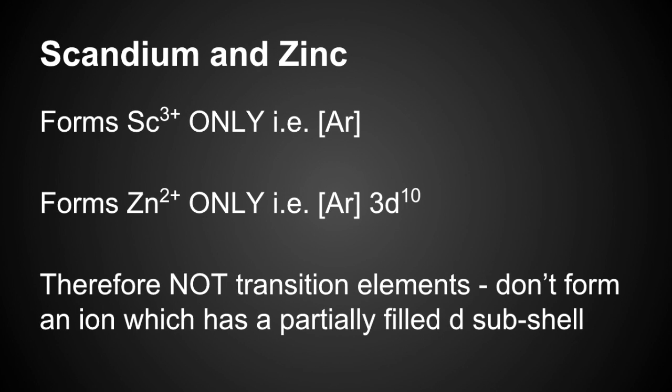A little bit on transition metals now. So scandium and zinc. Scandium only forms Sc3+, so its electronic configuration is just that of Ar, argon. Zinc only forms 2+, so it's argon's configuration 3d10. So they're not transition elements because they don't form an ion with a partially filled d subshell.